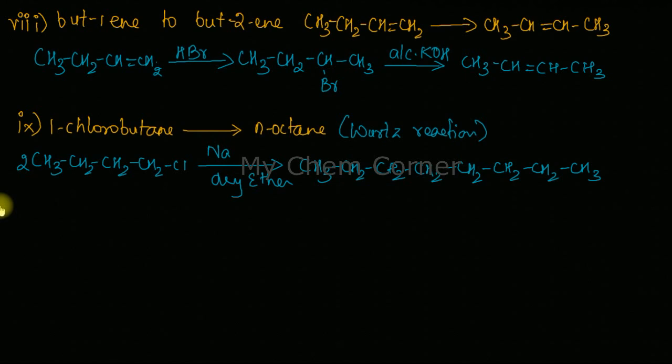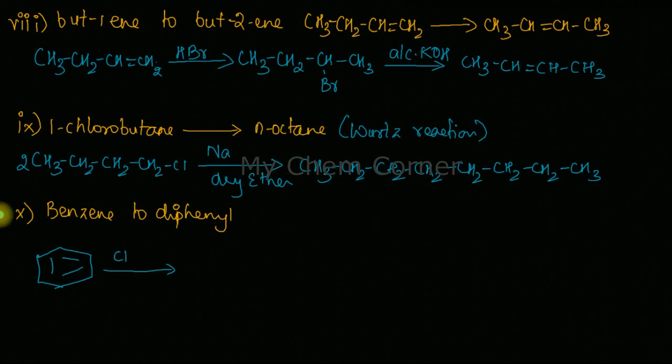Alright, now to the last one, and the last one is benzene to diphenyl. Diphenyl as in 2 benzene rings bonded together. So to form diphenyl, I know I have the Wurtz reaction, but for the Wurtz reaction I need a reactant which is chlorobenzene. So I can simply do a simple chlorination that you learnt in first year chemistry. Anhydrous AlCl3 in presence of Cl2 will give me chlorobenzene.